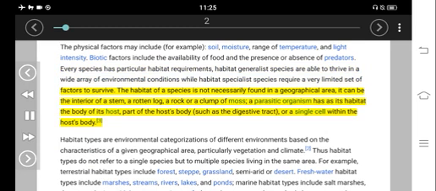The habitat of a species is not necessarily found in a geographical area. It can be the interior of a stem, a rotten log, a rock, or a clump of moss. A parasitic organism has as its habitat the body of its host, part of the host's body, such as the digestive tract, or a single cell within the host's body.